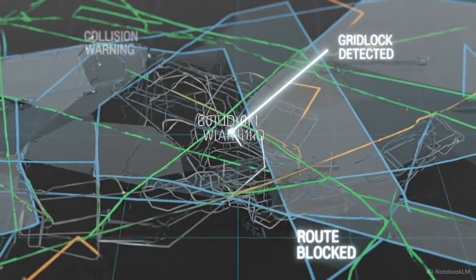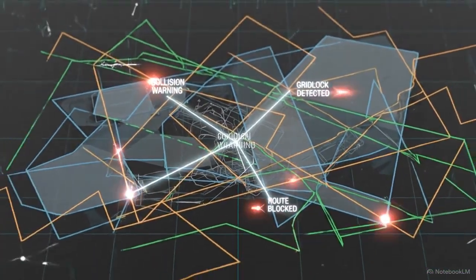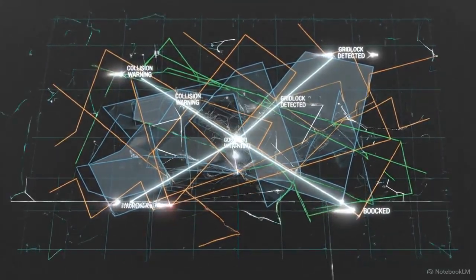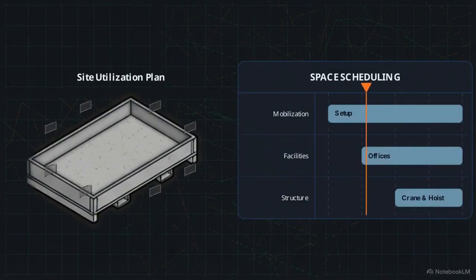A construction site on a dirt lot without a plan quickly becomes a dangerous bottleneck. Trades trip, trucks get trapped, and physical hazards multiply. The solution to this chaos is the Construction Site Logistics Map, also known in the industry as a Site Utilization Plan, or SUP. An SUP is a visual tool used to organize both physical space and project time.